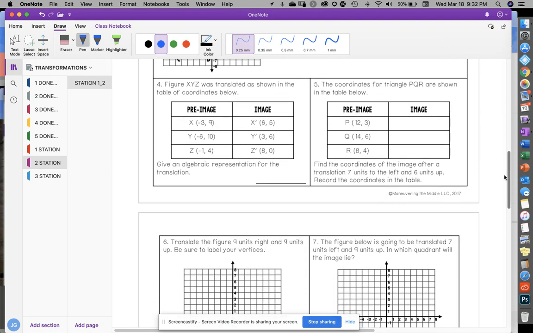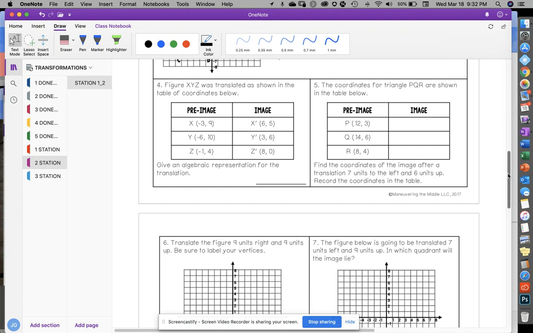All right, let's look at number 4. Figure XYZ was translated as shown in the table of coordinates below. Give the algebraic representation for this translation. All right, so what we're doing is looking for those patterns again. So X went from -3 to 6. Okay, so for those of us who need a visual, I'm going to make a number line real quick. Okay, here's 0. So I have -1, -2, -3, and now I'm going to go all the way to 6. So 1, 2, 3, 4, 5, 6. All right, how much did I gain?